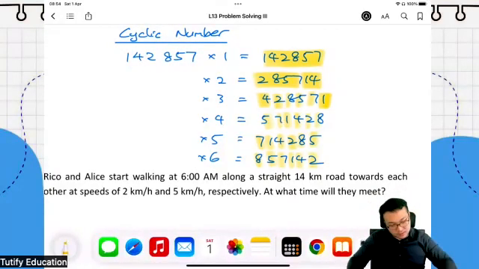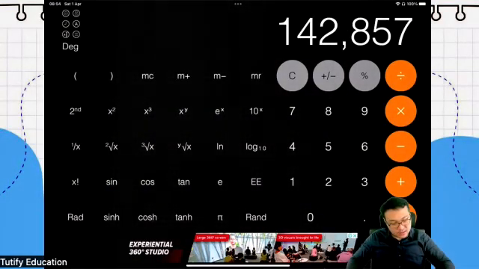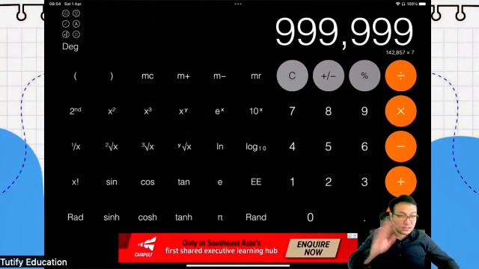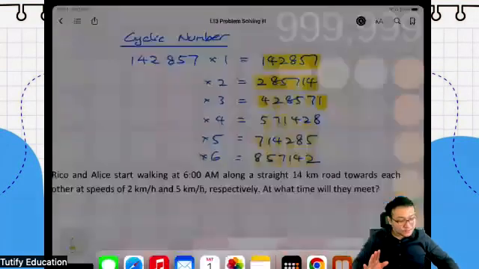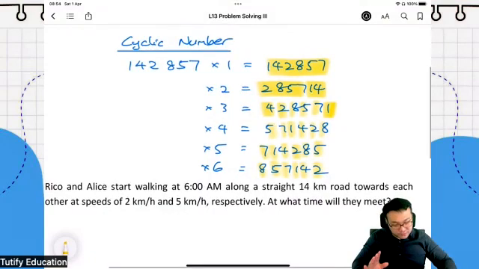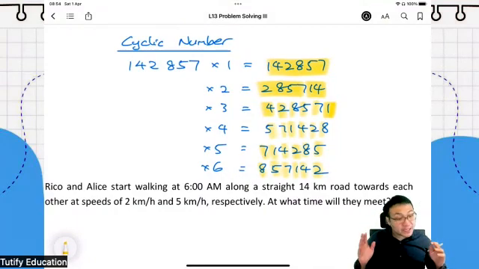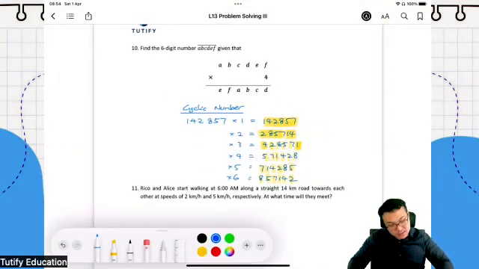Are you ready? Okay, let's see. 142,857 multiply by 7. It will not work anymore. The numbers all change already. So the maximum is 6. For a 6-digit cyclic number, you can only multiply by 6. There are other cyclic numbers which are bigger, but we don't need to know that yet. So the answer is just 142,857.